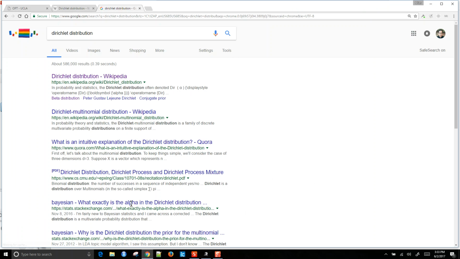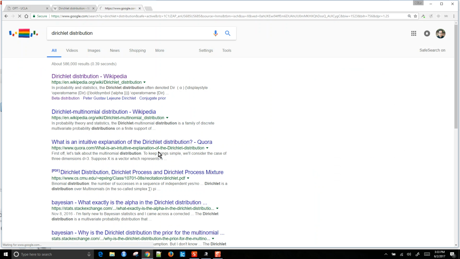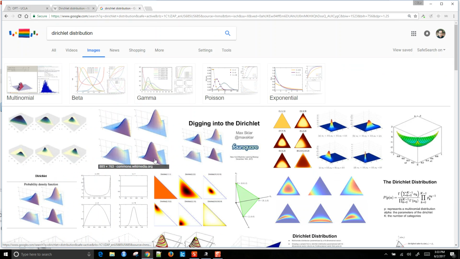All of this stuff looks more complicated than it needs to be, but let's find. So okay, here we go.